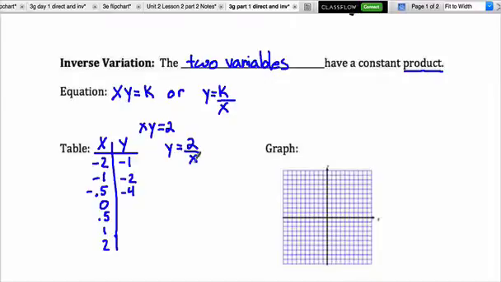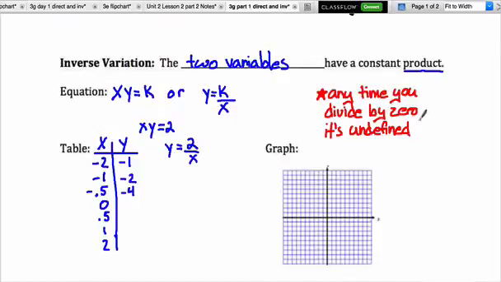You can have 0 divided by any number. That would be 0. But you can never have a number and divide it by 0. Anytime you divide by 0, it's undefined. Okay, so right here, when I have 0 here, it's undefined. And we'll see what that looks like in the graph in just a moment, but that's going to be undefined.